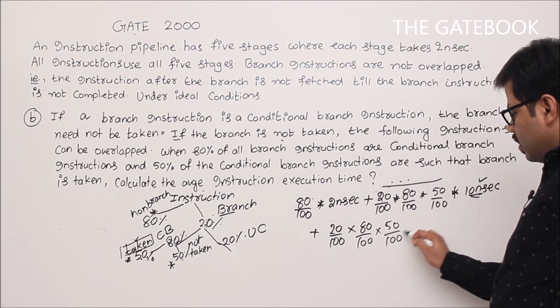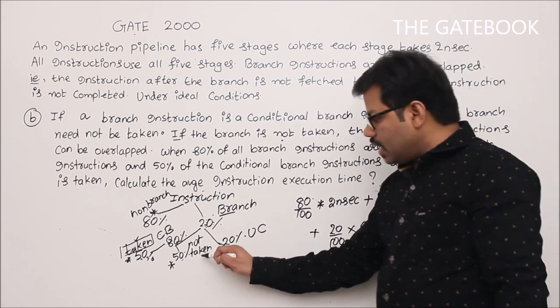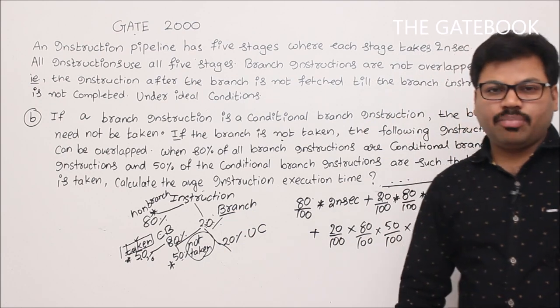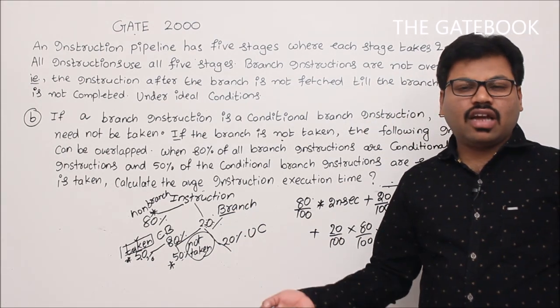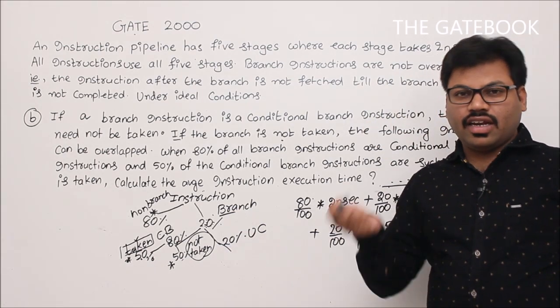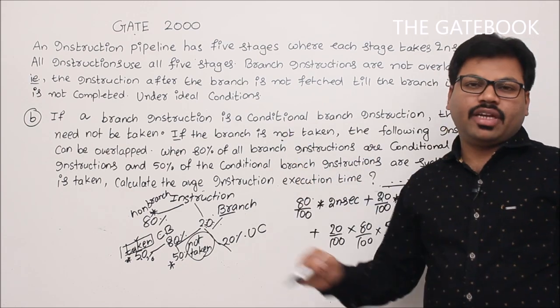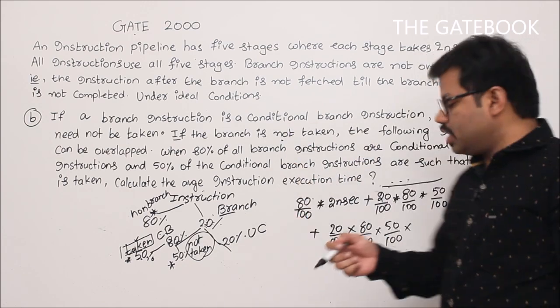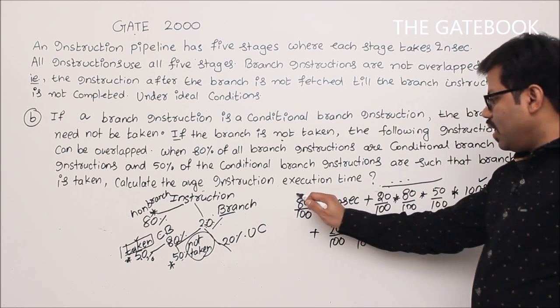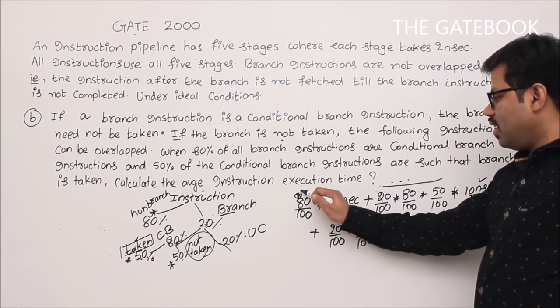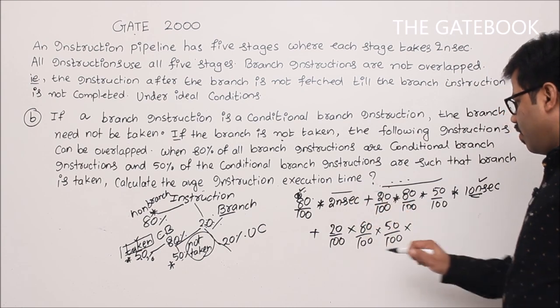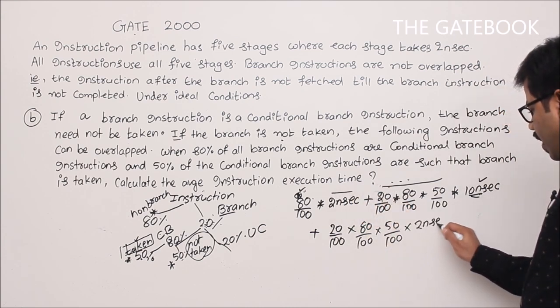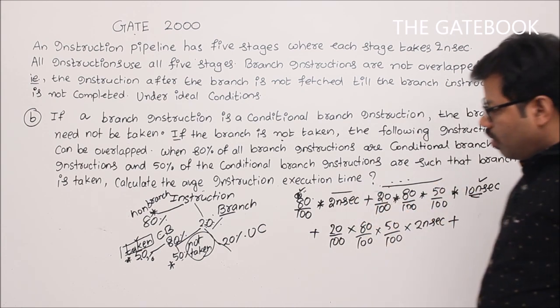These many instructions are classified as not taken. That means branch instructions where the branch is not taken. When the branch is not taken, I already told you, in the problem they clearly mentioned no penalty, because overlapping is possible. If overlapping is possible, then the instructions are this kind. How much penalty do they have? 2 nanosecond.